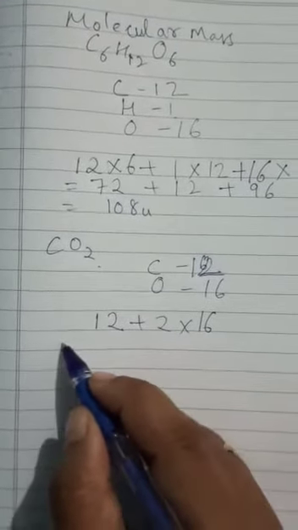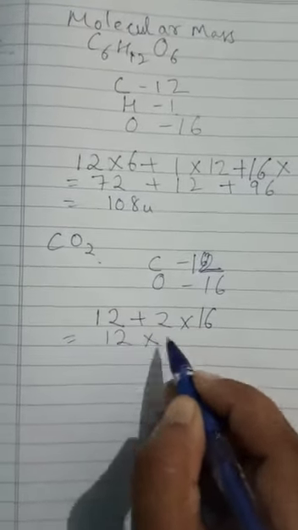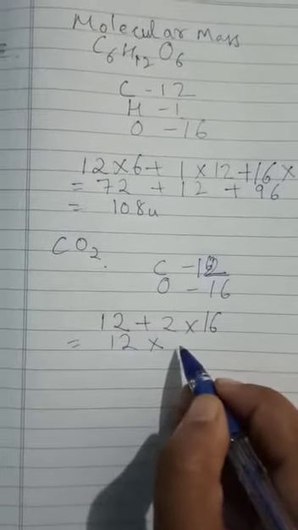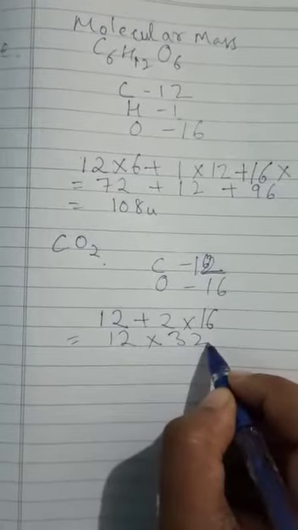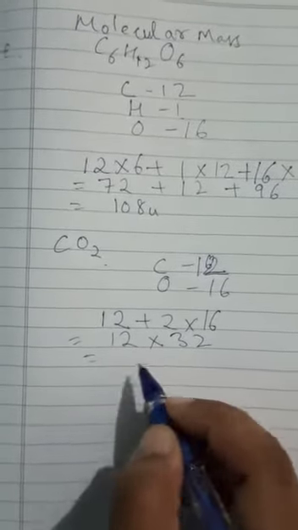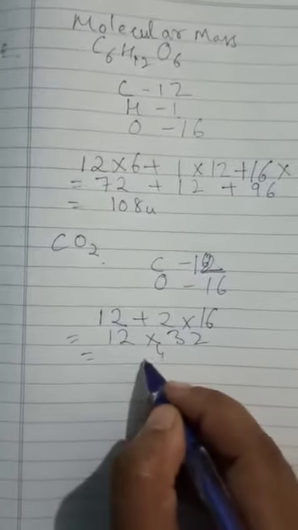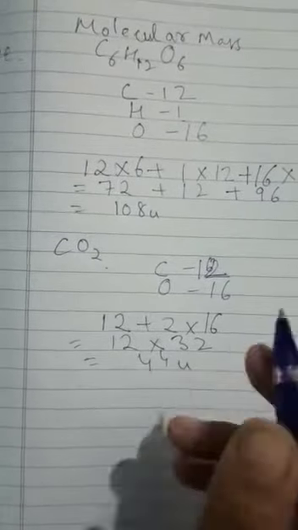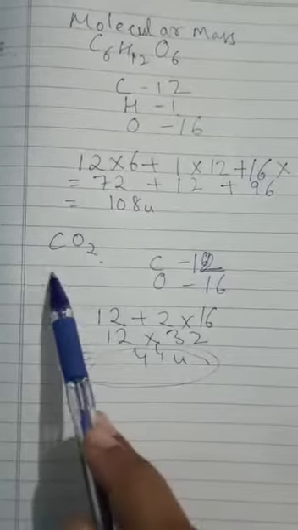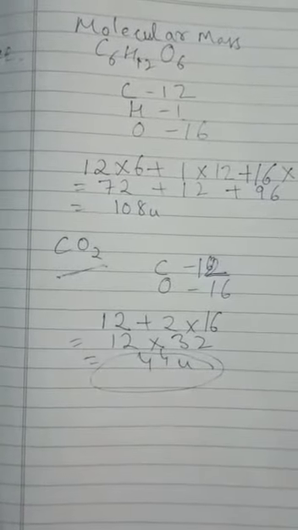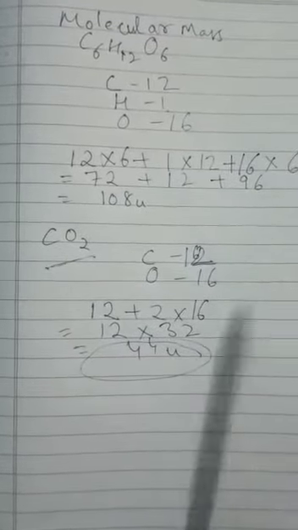Now on simplifying it we will get 12, and 2 16s are 32. After adding it we will get 44 units. This is the mass of the carbon dioxide molecule. So this is how we calculate the molecular mass of a substance.